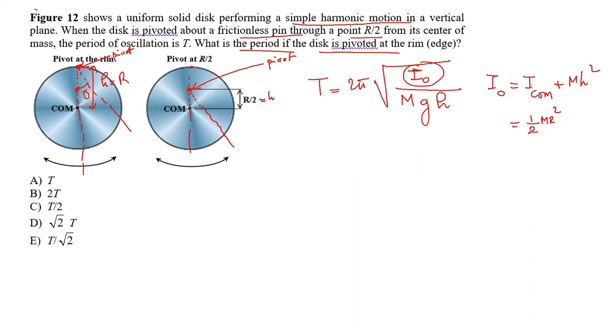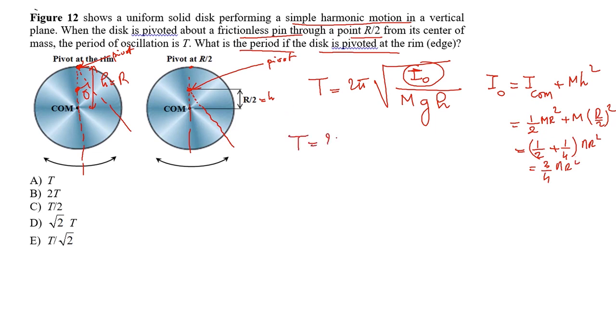Half m r squared, plus m h squared. Now here h, as I said, is equal to r divided by 2, squared. So if you do it, you will have half m r squared plus 1/4 of m r squared. So this will give you 3/4 m r squared. Now let me plug it into my equation.